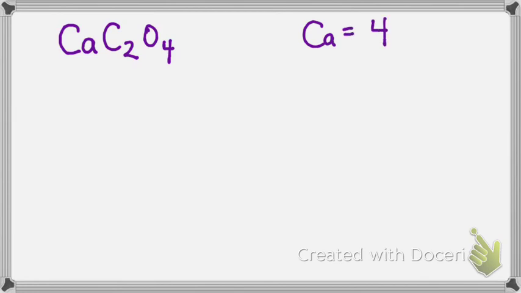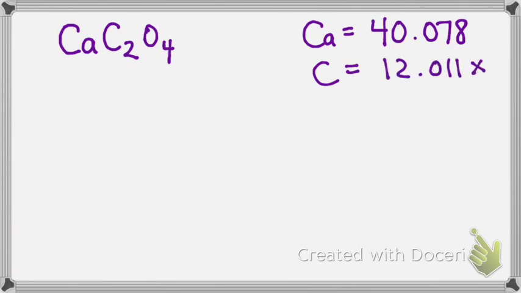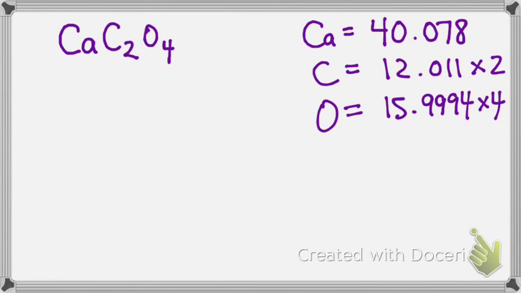So let's apply this and let's look at the molar mass of calcium oxalate, which is the primary component of kidney stones. Calcium oxalate. I have 1 calcium, and according to the periodic table, that is 40.078. I have a carbon atom that's 12.011, and I have 2 of those, so I need to multiply that by 2. And I have an oxygen atom, 15.9994, and I have 4 of those, so I need to multiply that by 4.